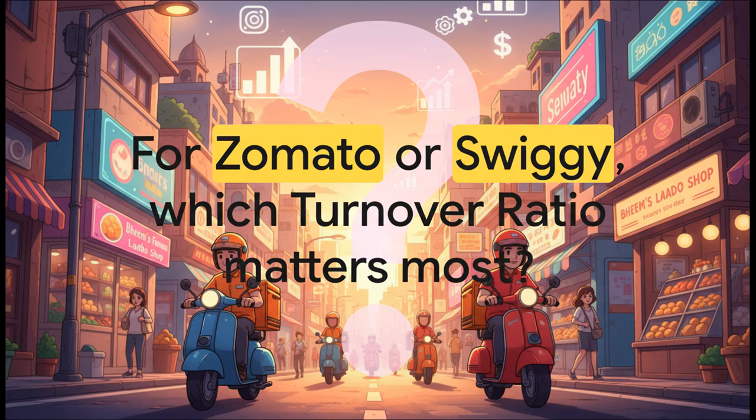So, I'll leave you with a final thought to chew on. Think about a company like Zomato or Swiggy. Which turnover ratio do you think matters the most for them? Think about how their business actually works. Do they own a lot of fixed assets? Do they hold tons of inventory? Or is their success all about the speed of their operations? Answering questions like this, well, that's exactly what you'll be doing as a chartered accountant. Keep thinking, keep analyzing.